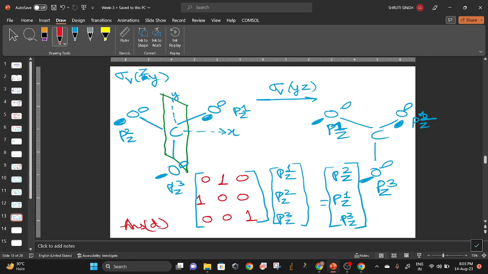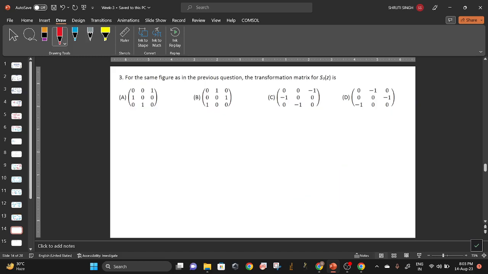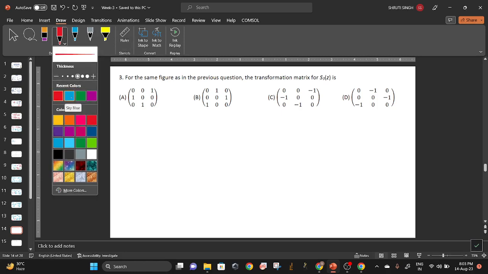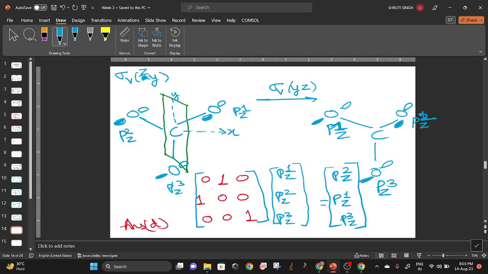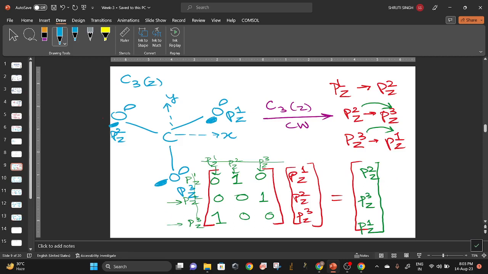Okay, now next one. For the same figure as in the previous question, the transformation matrix for S3Z is, so C3 plus sigma XY, that is the molecular plane. We have seen what was the result after C3.